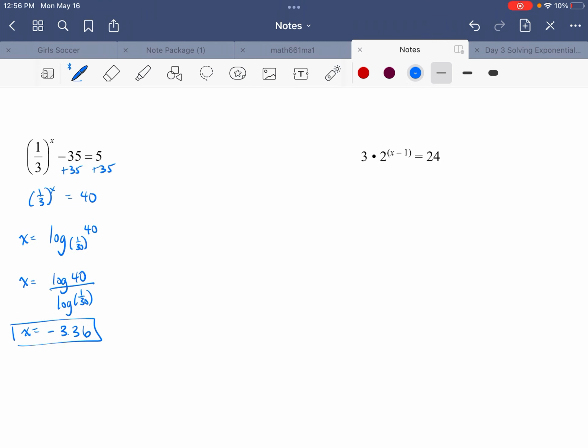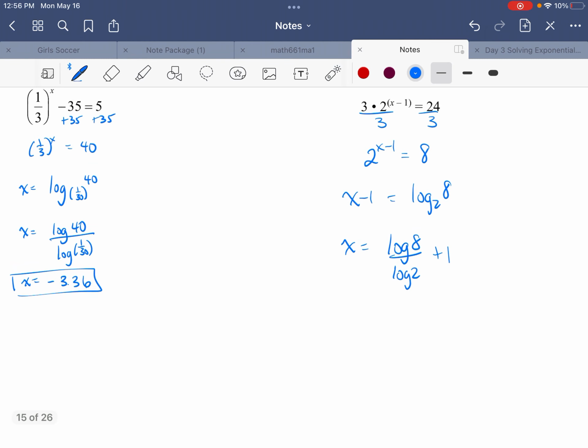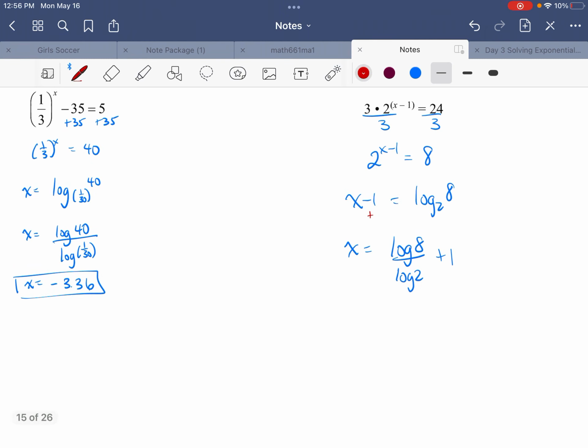And our last one, clean it up a little bit, so divide by 3 to start. So you get 2 to the x minus 1 is equal to 8. That means we get x minus 1 is equal to log base 2 of 8. And x is equal to log 8 divided by log 2 plus 1. That plus 1 is coming from adding 1 to make 0 there. And if you evaluate this, you actually get 4, exactly.